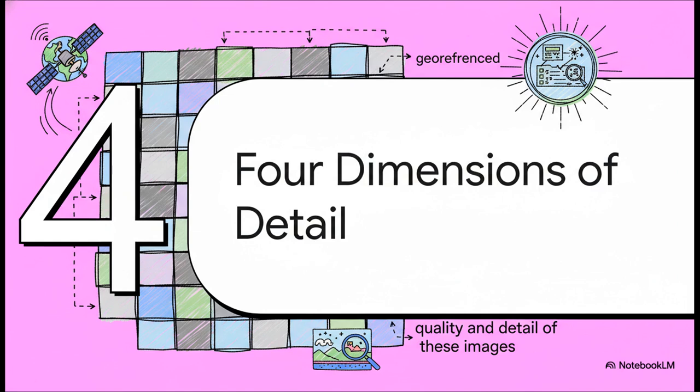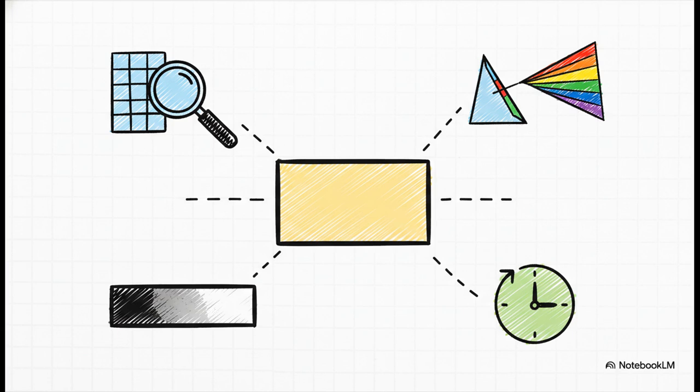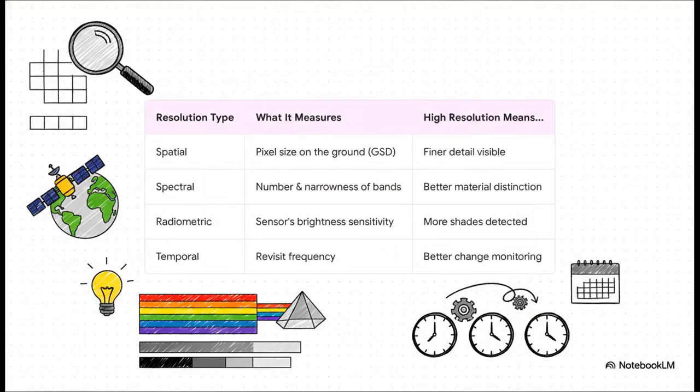This brings us to our final and maybe most important concept: how we actually measure the quality and the detail of these powerful images. See, when we talk about a regular camera, resolution usually just means how many pixels it has. But in the world of remote sensing, that word has a much richer, deeper meaning. It's not just one measurement, it's actually 4 completely distinct types of detail. This table lays them all out.